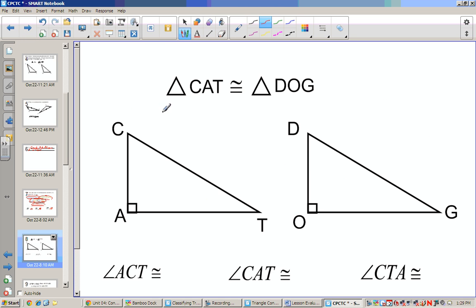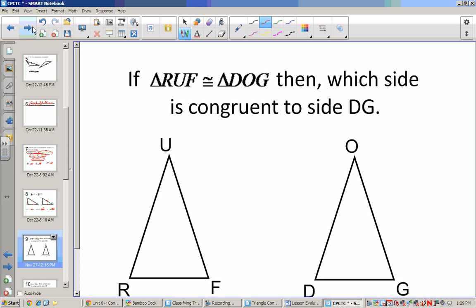Now in this case, we know CAT and DOG are congruent. So angle A has to be congruent to angle O. CAT is congruent to DOG. CTA is congruent to DGO. And we could also prove that the sides are congruent: CA and DO, AT and OG, and DG and CT. All right, hopefully you're getting the hang of this.